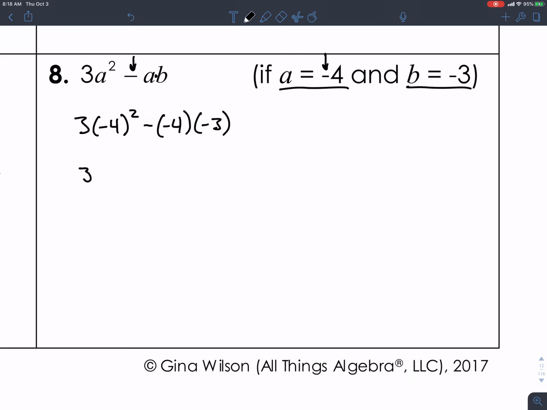So I got this -4 squared. That means -4 to the 2nd power. -4 times -4. Negative times a negative is a positive. 4 times 4 is 16. So I've gotten rid of the exponent.